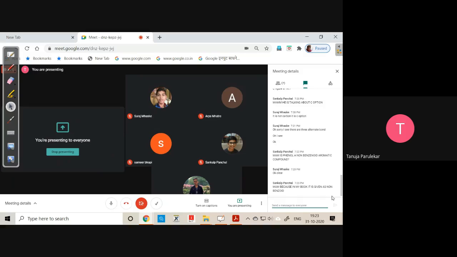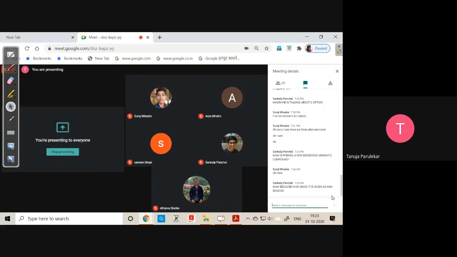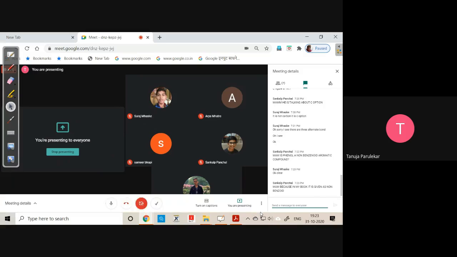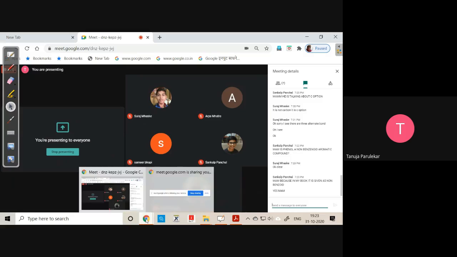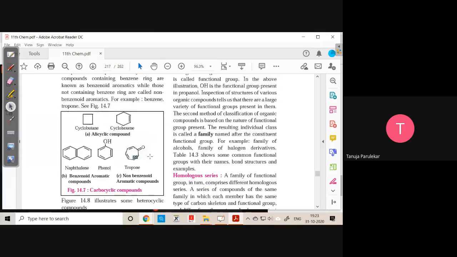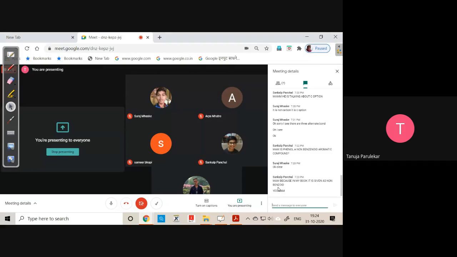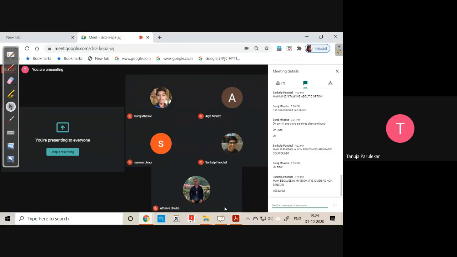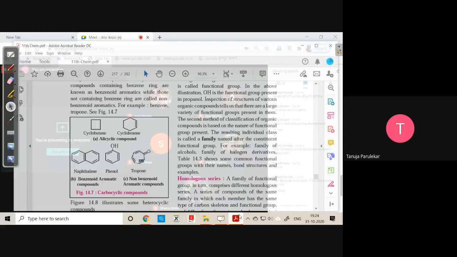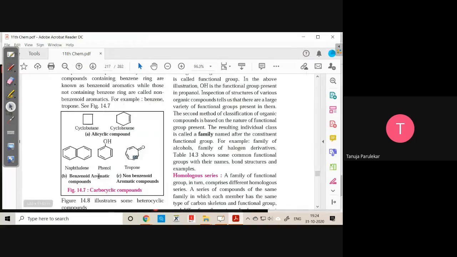In your book, it is given as non-benzenoid. Phenol is given as a non-benzenoid structure. How come? Where is it given? Which book? Let me just check it. Okay, here it is given under benzenoid aromatic compounds. You have phenol over here. Which book are you talking about? It is given as a non-benzenoid aromatic compound. Yes, Sankalpa. Which book? I'm talking about this book which we are doing right now.